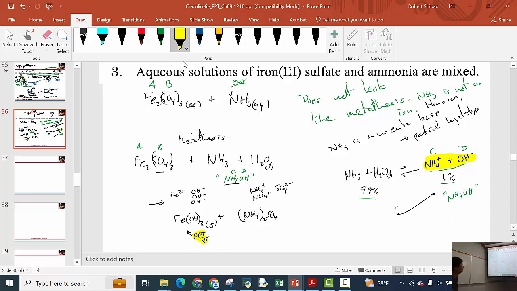Now balancing it, the easiest thing to do is not leave it as ammonia and water, but balance it according to ammonium hydroxide. I have 2 irons here and 1 iron here, so I'm going to have to multiply this by 2. That gives me 2 irons, 2 irons. The irons are balanced. Then I balance the sulfates. I have 3 sulfates here. How many sulfates do I have here?